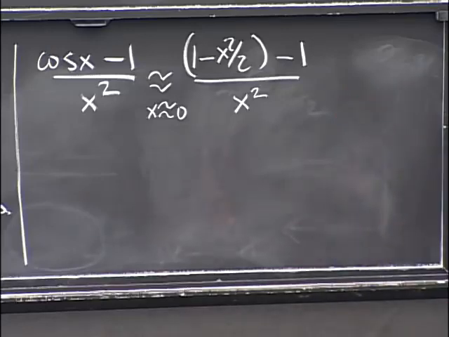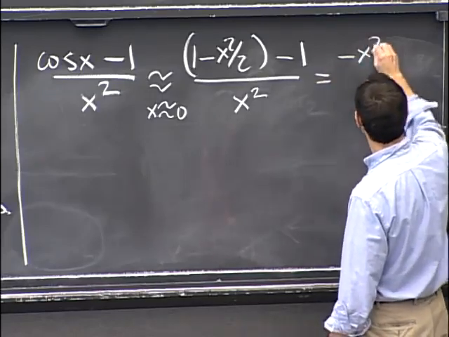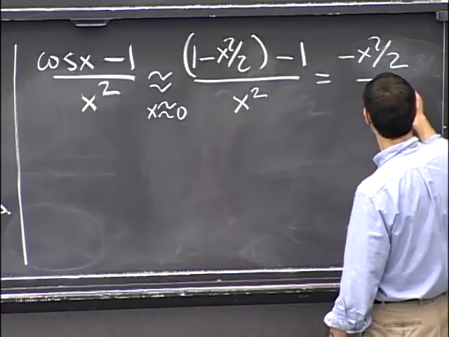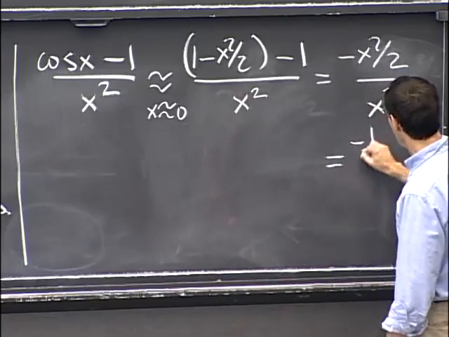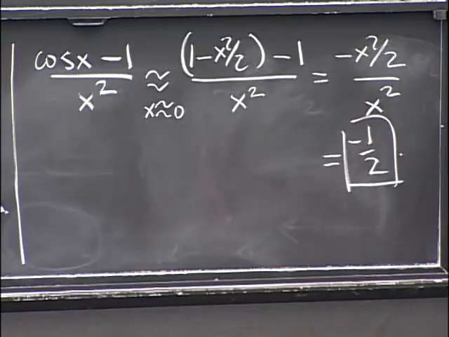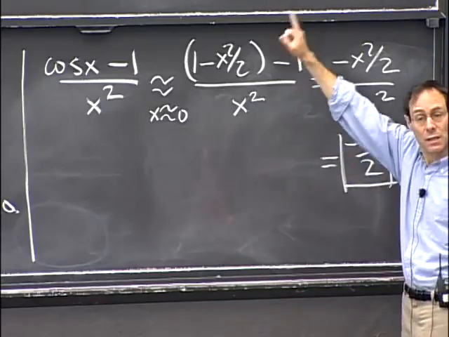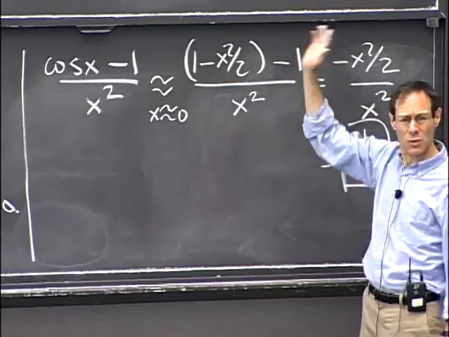All right? So that was the approximation, the quadratic approximation to the cosine function. And now, sure enough, this simplifies. This becomes minus x squared over 2 divided by x squared, which is minus 1/2. So we get the same answer, which is a good thing, because both of these methods are valid. They're consistent. You can see that neither of them is particularly a lot longer.